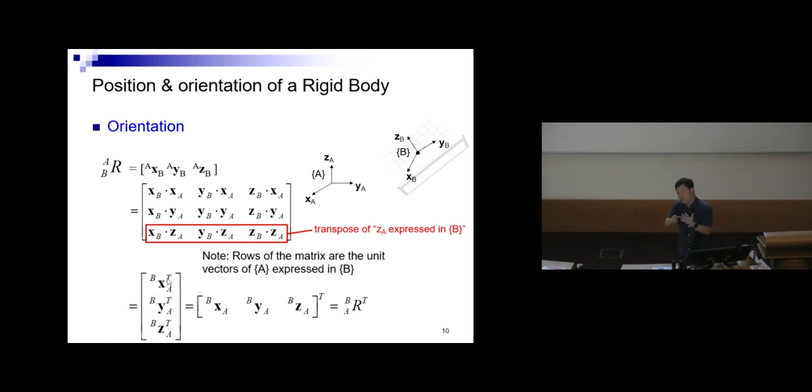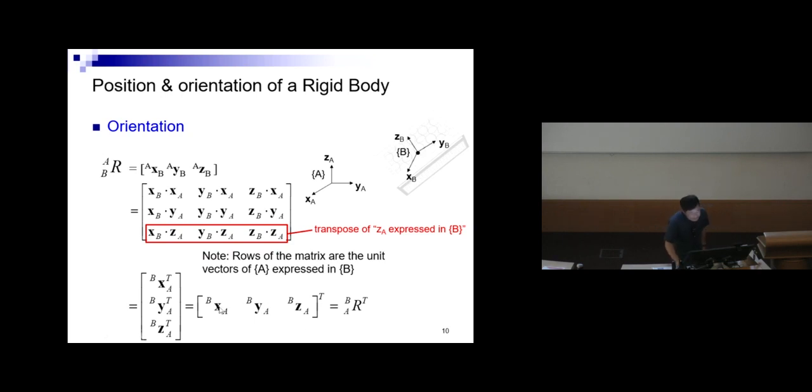So the T over there indicates that this is a transpose. So your ABR is BXA transpose, BYA transpose, BZA transpose. So this is a column representation. And then if you express it in the form of a row, you will have BXA, BYA, BZA transpose.